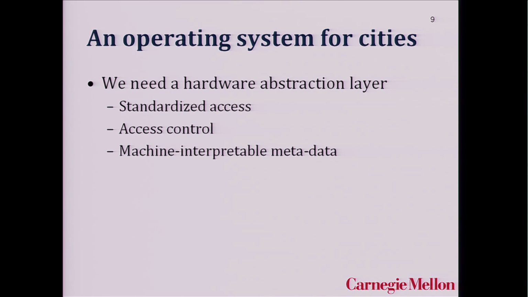Talking about actuation requires for us to talk about access control as well. Once you have access to changing things in the environment, you have to limit who is able to do so. And also ways of self-describing that data so that it's not only human interpretable, but also machine interpretable.